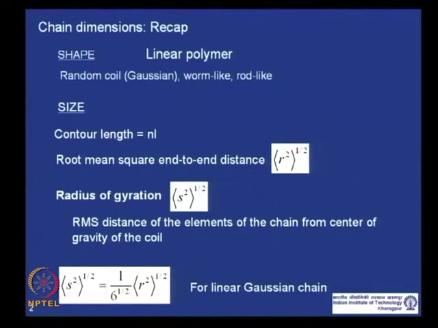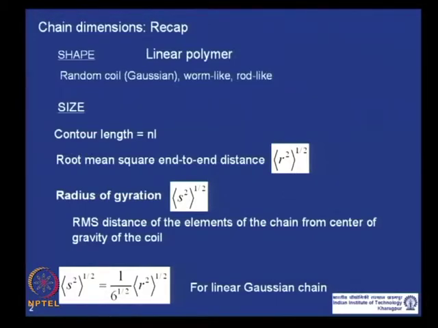Then if the polymer backbone becomes stiff, the random coil becomes more elongated and worm-like, and if the backbone becomes even more stiff, then ultimately the chain becomes like a rod. So, these are the possible shapes a polymer chain can take.